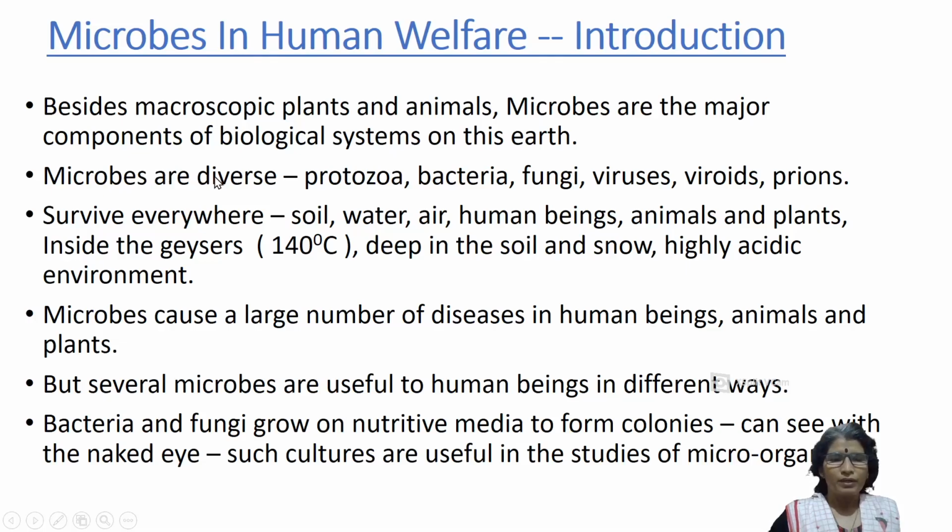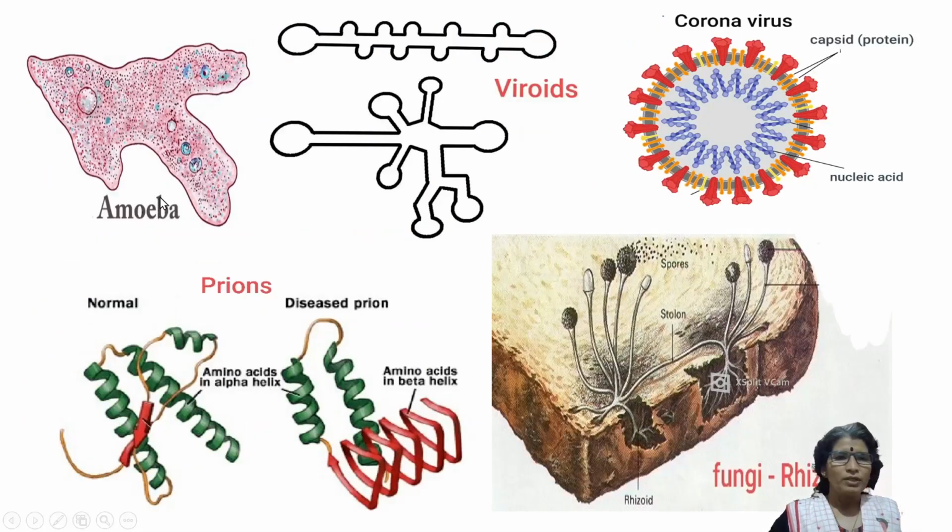Microorganisms are of different types: protozoa, bacteria, fungi, viruses, viroids, prions. I will give you some examples of each. Amoeba, this is a unicellular organism, comes under protozoa. Viroids, these are made up of ribose nucleic acid. Coronavirus, now we are all suffering from the pandemic, a very dreadful disease. Corona disease is caused by this coronavirus, which is made up of two things. The middle one, blue colored, is made up of nucleic acid. The outer part is made up of protein called capsid.